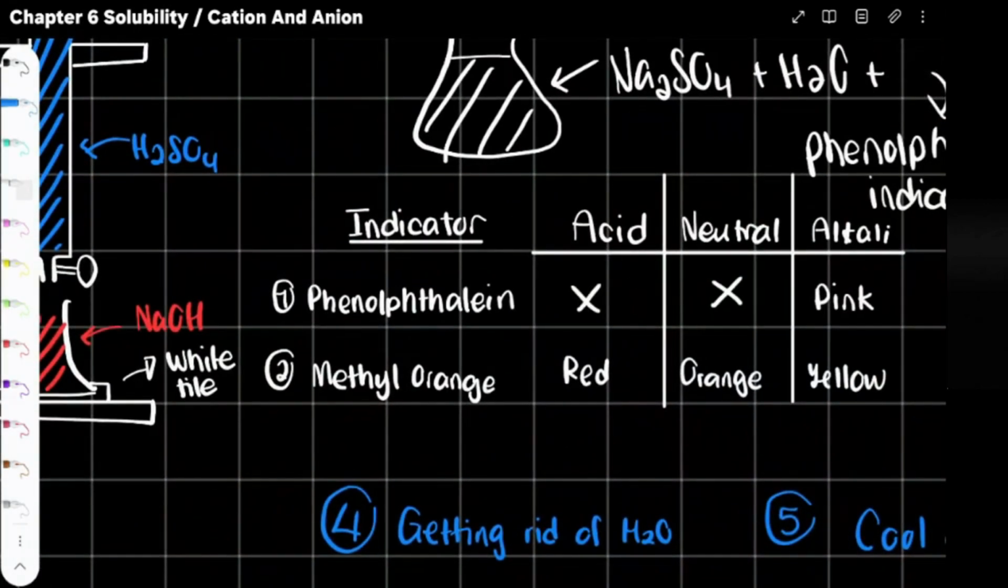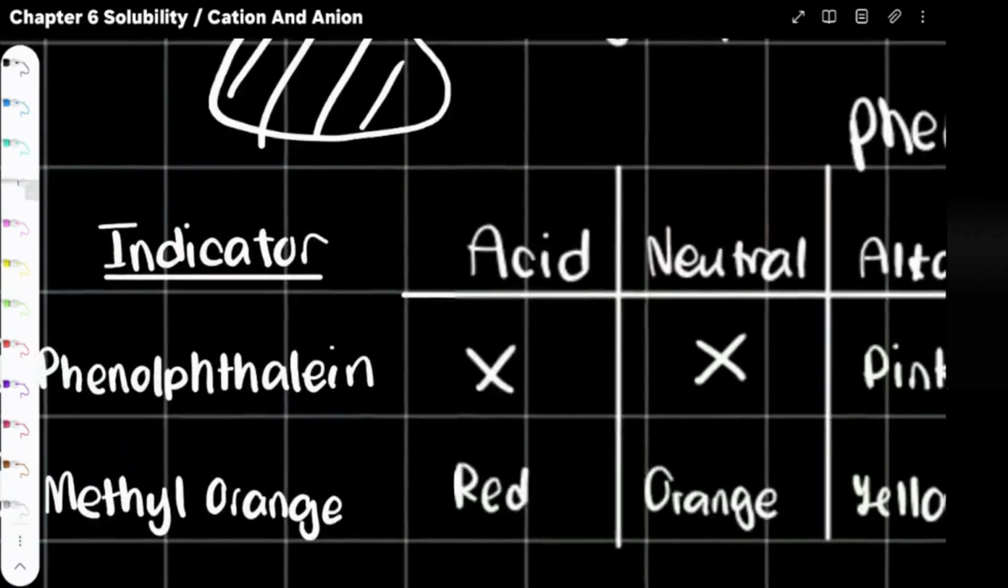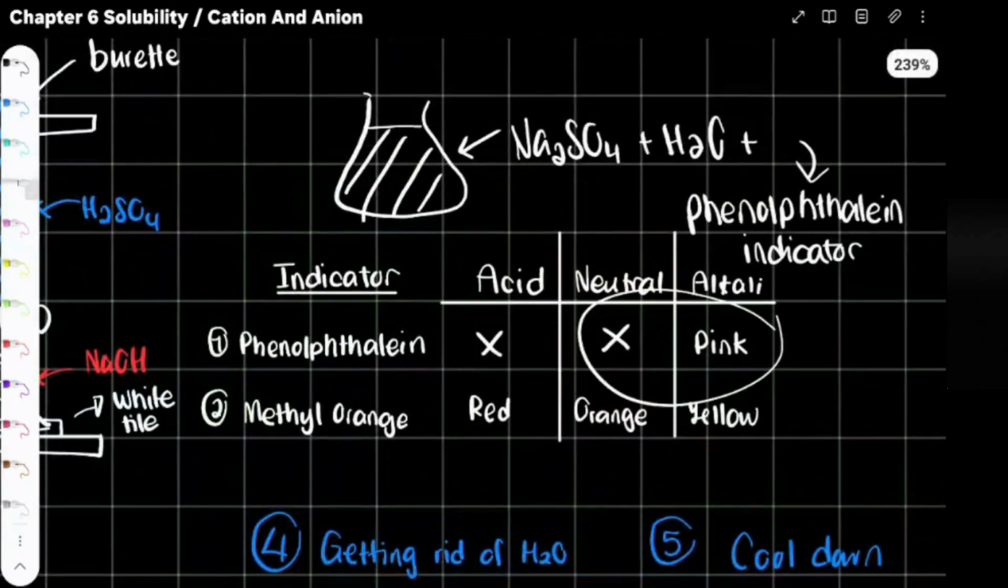Phenolphthalein tells us what color change happens. If you put phenolphthalein inside here, and this is alkali, then phenolphthalein will be pink. So this solution will be pink. And the more we add of this, we will turn it from pink into colorless. The solution will be colorless. That means the reaction has finally been neutralized. Okay, that's the meaning. So we have to use phenolphthalein.